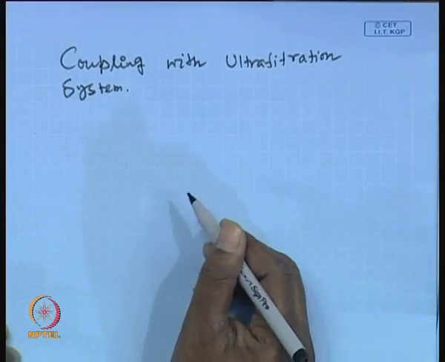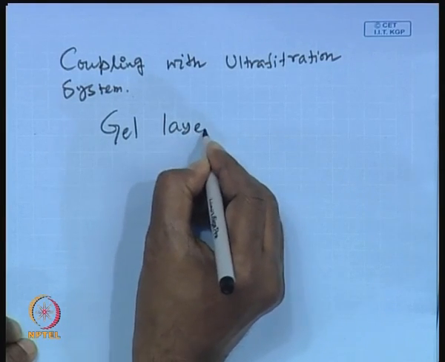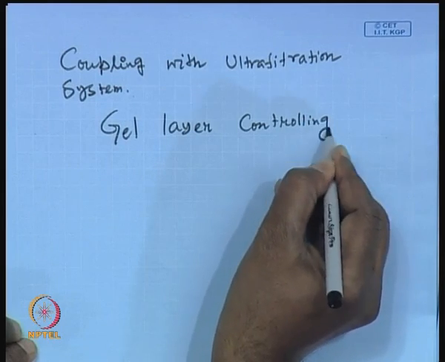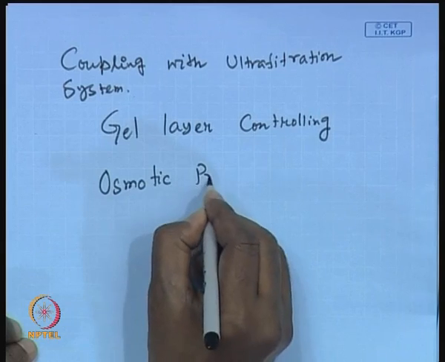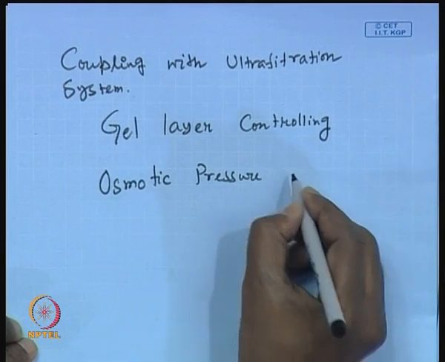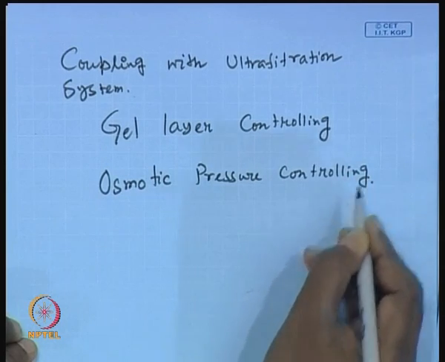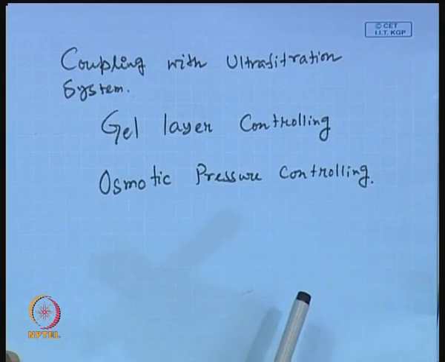Now, the ultrafiltration, depending on the situation, there will be two types of ultrafiltration we are talking about. One is the osmotic pressure control and another is the gel layer control. Okay. So, gel layer controlling case, another is the osmotic pressure controlling case. In gel layer controlling, since we have discussed lots about these two processes.